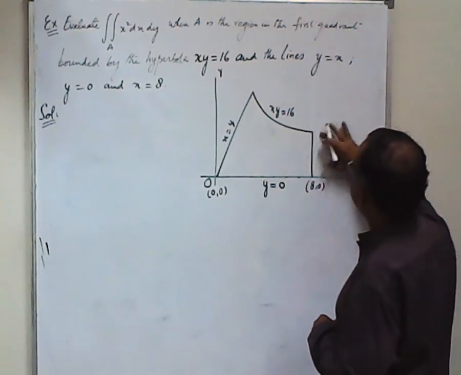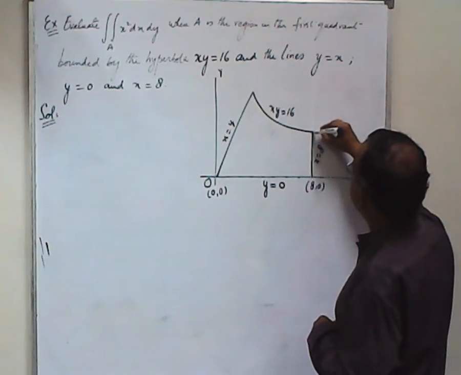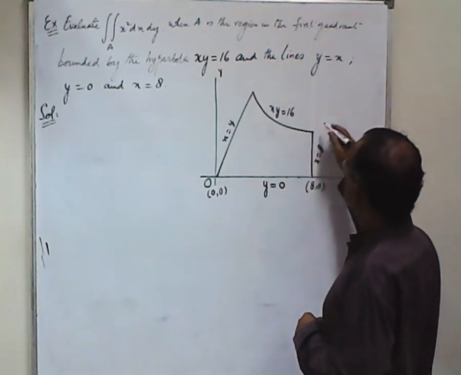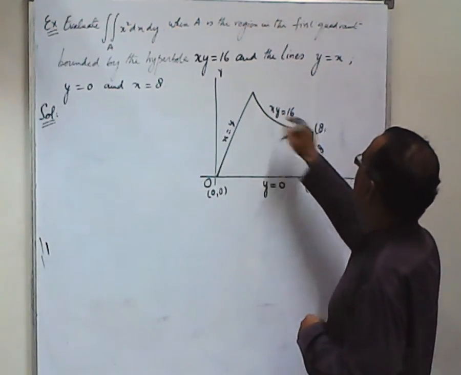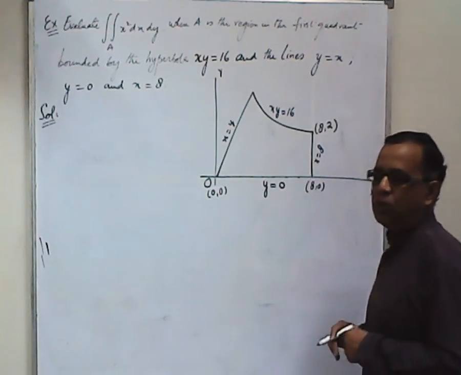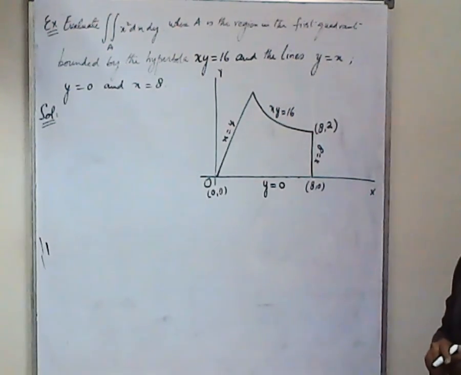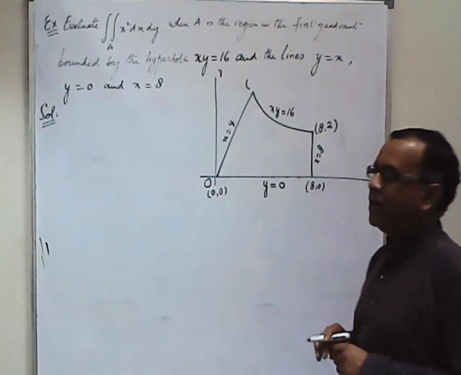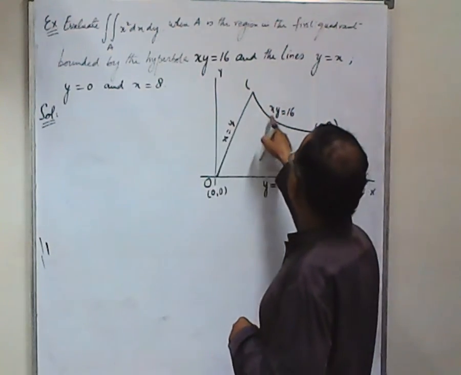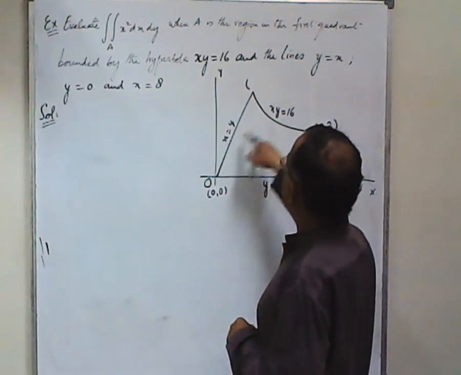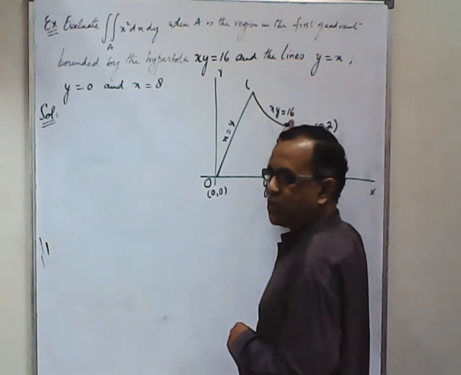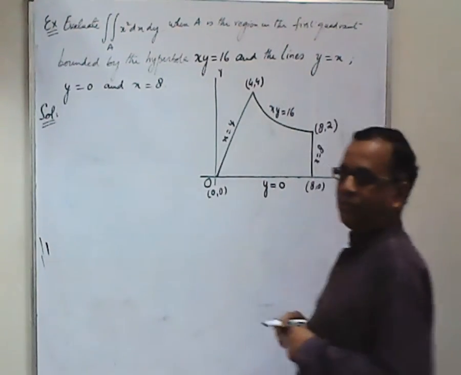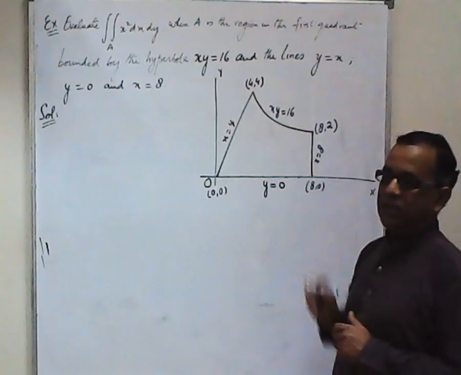So what will be this point? Because this point is the intersection of this and this, and here x equal to 8. So if I substitute x equal to 8, I will find that y will be equal to 2. So this point will be 8, 2. And then at this point all the values of x and y are equal, and this is xy equal to 16. So if I substitute x equal to y, then this is y square equal to 16, so y equal to 4. So if y equal to 4, x will also be equal to 4. So this will give me this point.